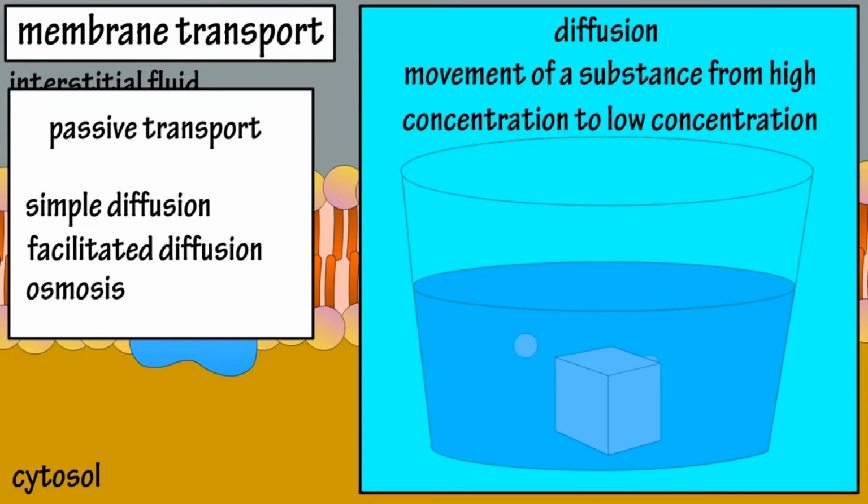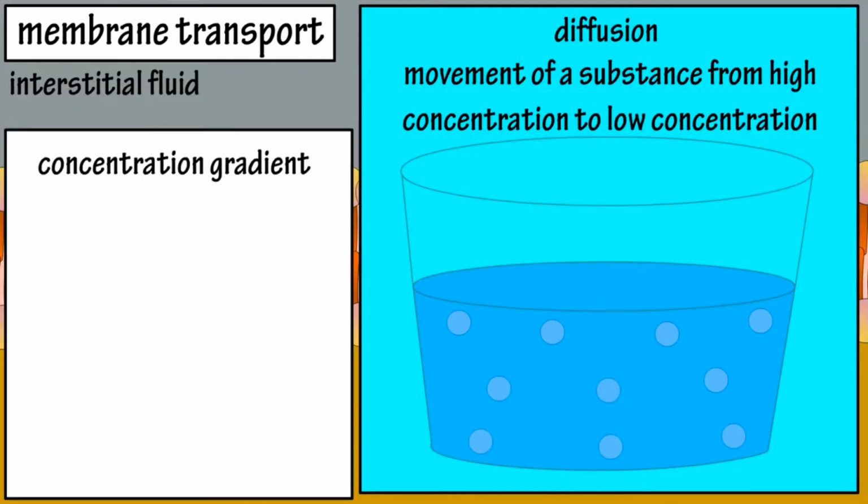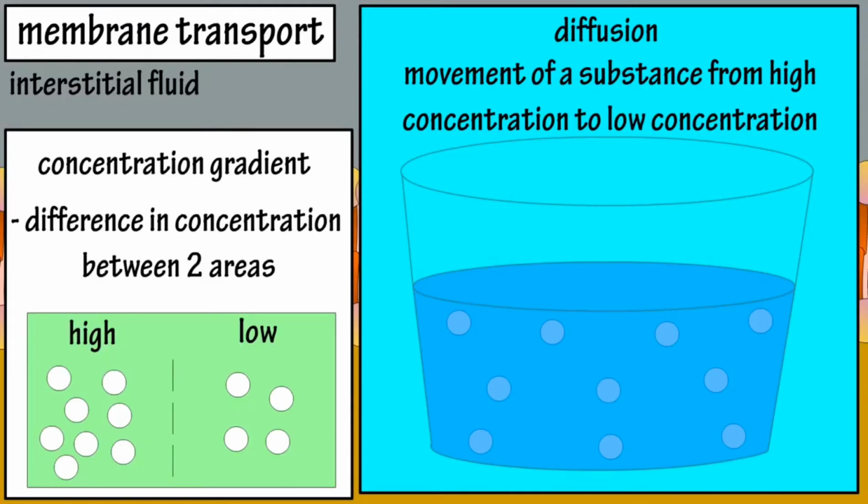Over time, the cube will dissolve and eventually spread out evenly in the water until it reaches equilibrium. Diffusion occurs down a concentration gradient, which is a difference in concentration of a substance between two areas. So the sugar molecules will move from an area of high concentration to an area of low concentration.